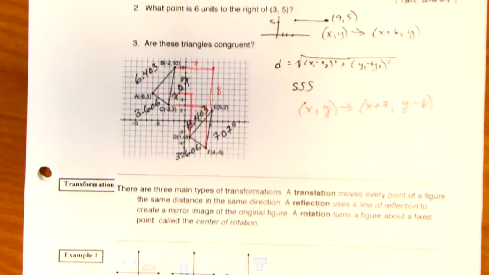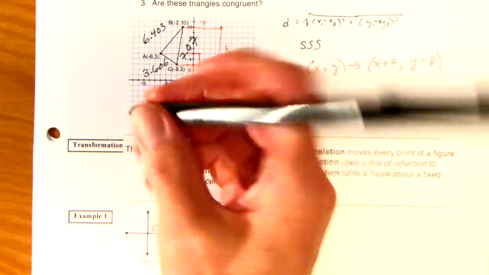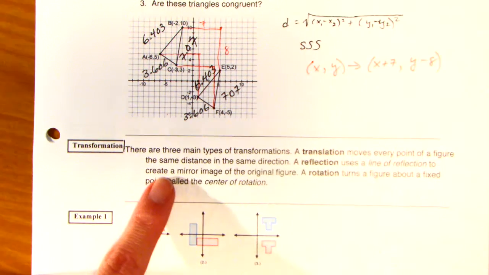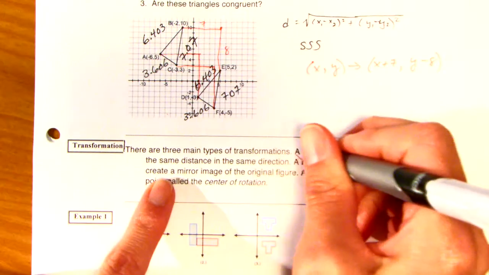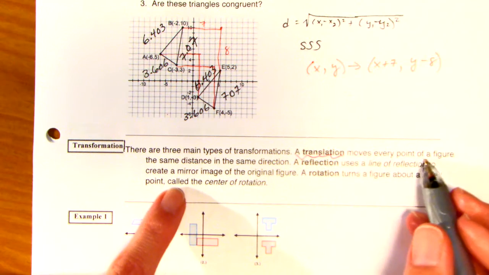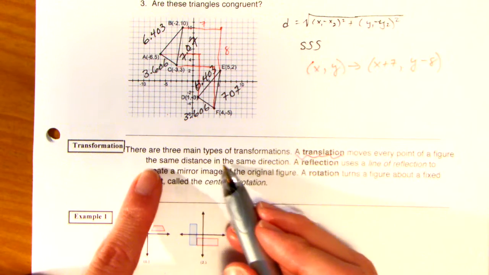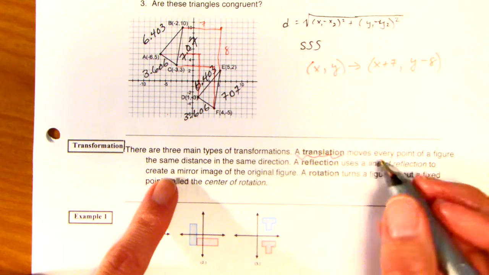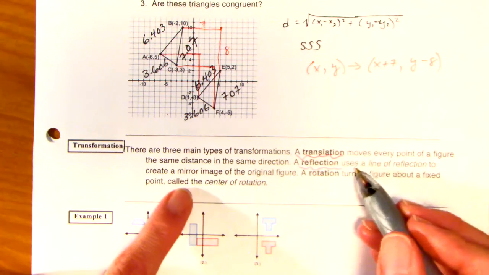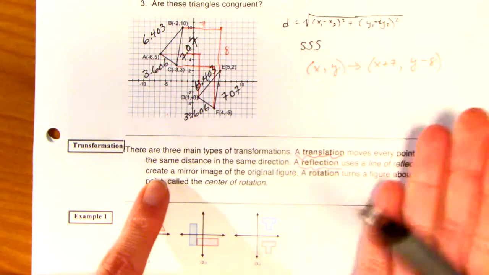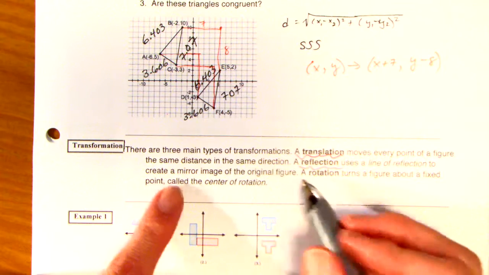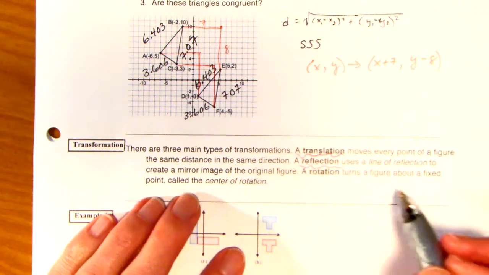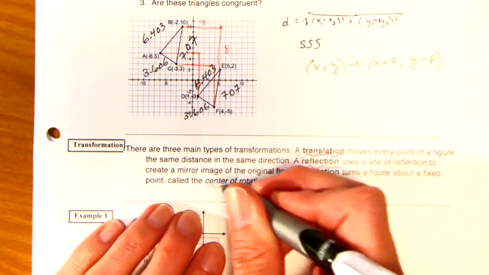So here we go. That was just the examples, the warm-up here. Transformations. There are 3 main types of transformation. A translation. It moves every point of a figure the same distance in the same direction. Kind of like the example we just did right up here. A reflection uses a line of reflection to create a mirror. So we flip it over. And a rotation. So you spin it around about a fixed point, and that's called our center of rotation.